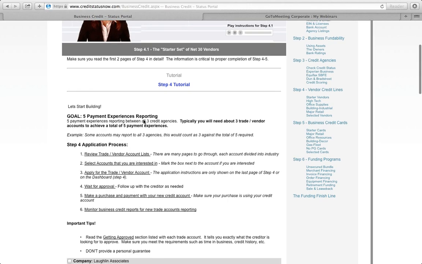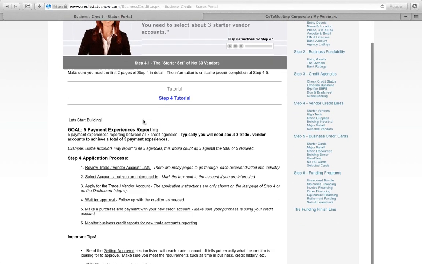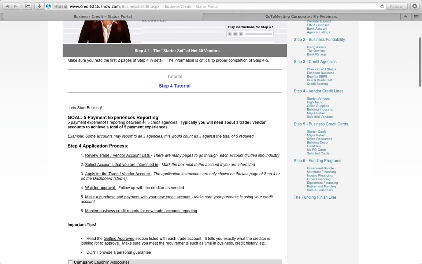Let's dive in. Now, we talked about the importance of picking these trade accounts at the correct time, and this is our goal in step 4. Our goal is to get 5 payment experiences reporting on your business credit reports. There are 3 business credit agencies. We want a total of 5 payment experiences between all 3. That means if somebody reports to all 3 credit bureaus, that counts as 3 against the total of 5 that you need.